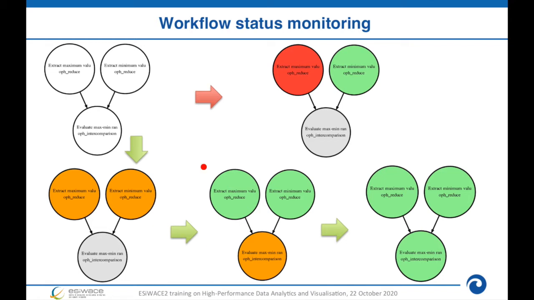Or otherwise, if one of the tasks fails for any reason, say this one, it is colored in red, and then the third task could still be executed, for example, if we define rules to handle this type of failure. Otherwise, the workflow will just be, let's say, blocked in this particular state. When all the tasks are completed, they will all be colored in green. So this means that there's been a successful execution.